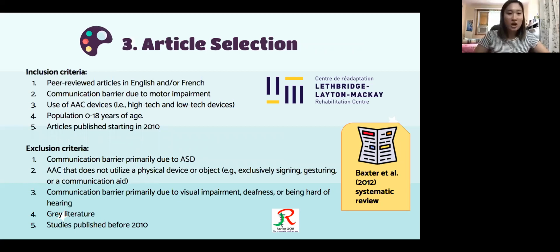As Sarah, my colleague, has mentioned, we have excluded papers where the communication barrier was primarily caused by autism spectrum disorder, and also visual impairment, deafness, and being hard of hearing. We also wanted to exclude papers where no physical devices was used to augment communication, such as only signing, gesturing, or a communication aid.